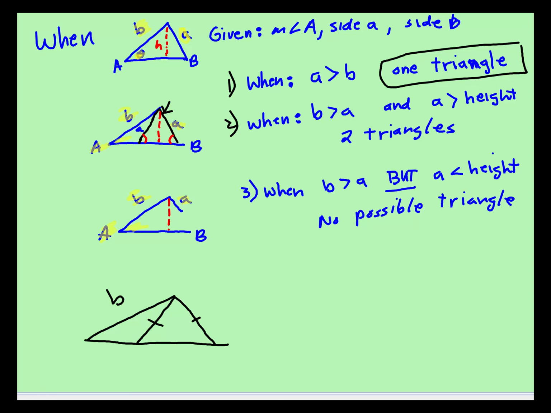or you're going to have this triangle right here. All right, then the third possibility is when b is greater than a, but a is shorter than the height. Look at that. Even if you get this close, the triangle does not exist. So those are the possibilities to think about.